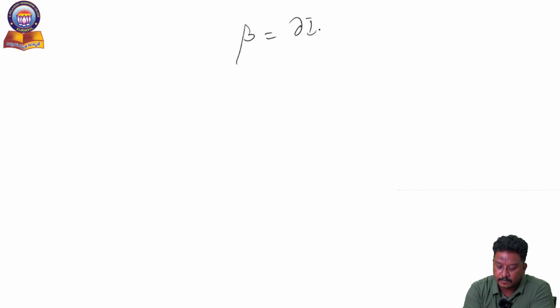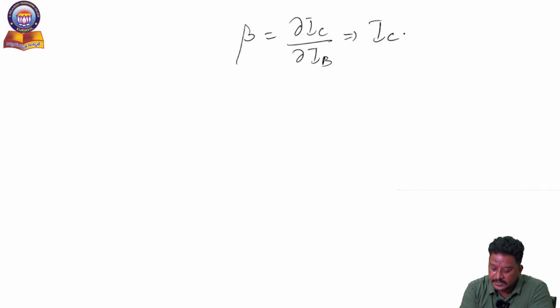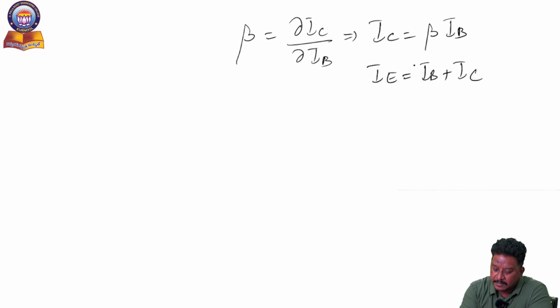According to the basic operation of a common emitter configuration, as we know, beta is the change of collector current with respect to change of base current. If you carefully observe this, IC is equal to beta into IB. From the operation of a transistor, among the three currents, IE is equal to IB plus IC, and IB is always the minimum current. So from this definition, IC is equal to beta into IB.